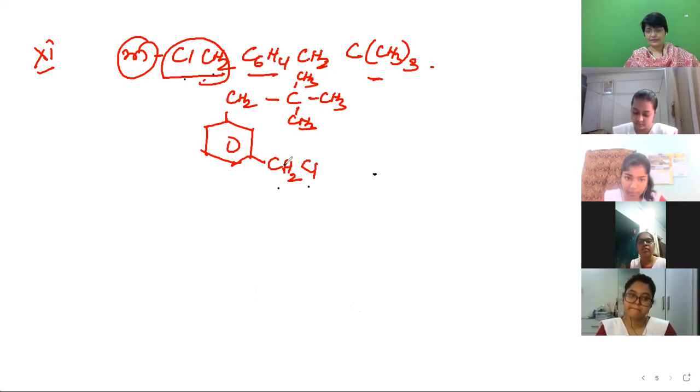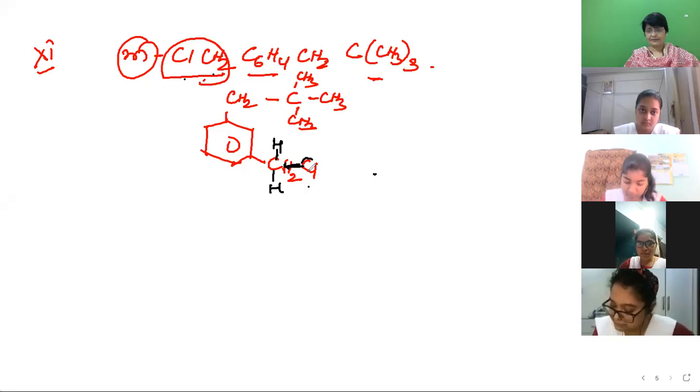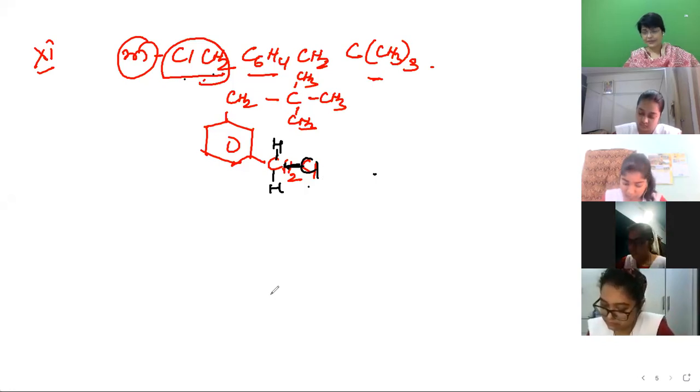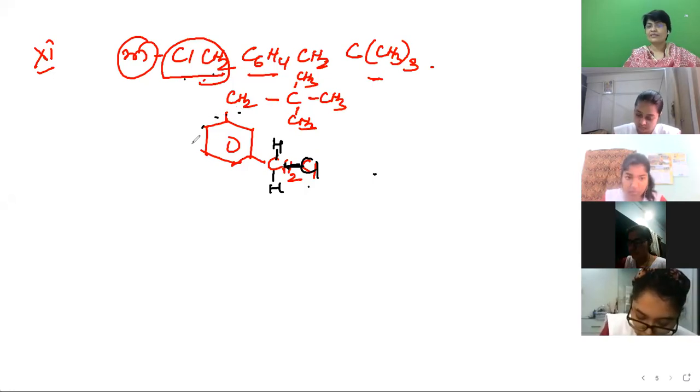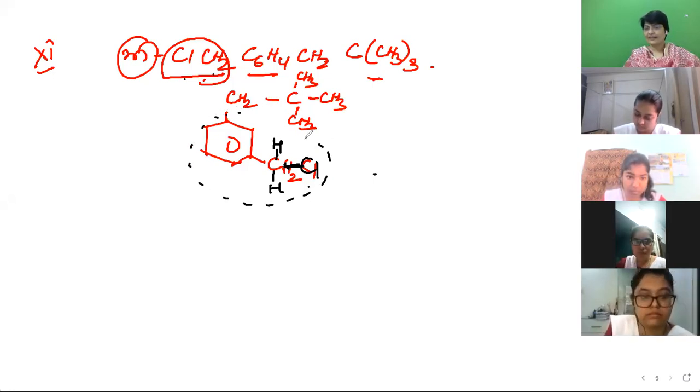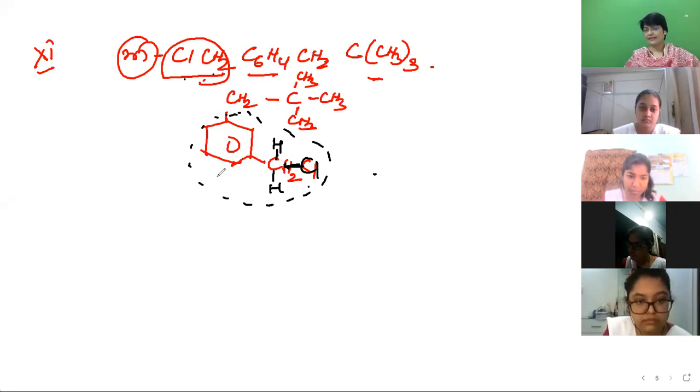If you are taking it, CH2Cl. Is it okay? Do you remember what it makes? What's its name? Benzyl chloride. Now you can write it in two ways. Benzyl chloride is quite famous. Either you name this as benzyl chloride or you have to name it like this.